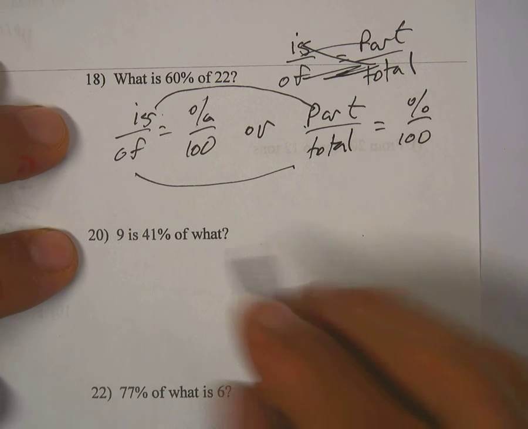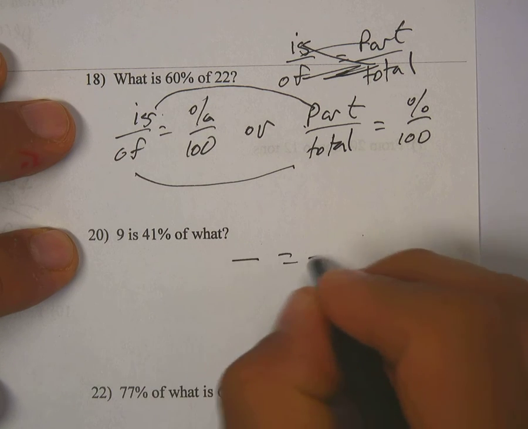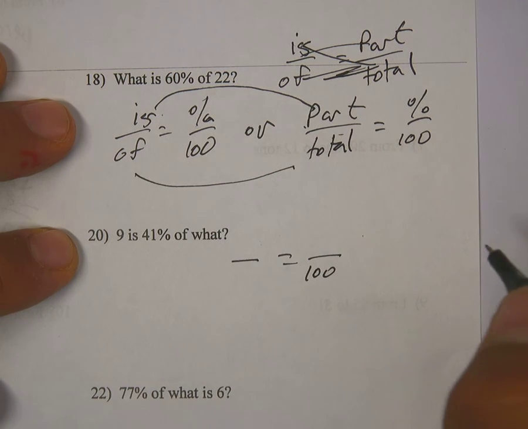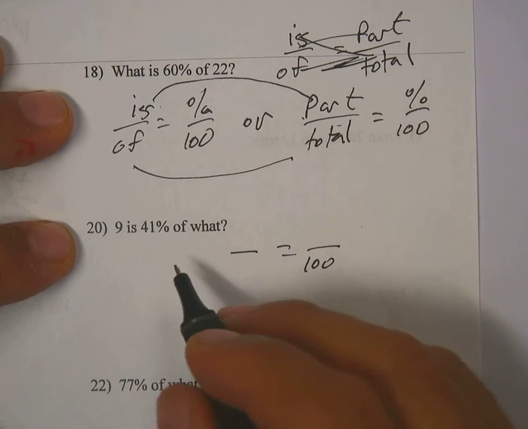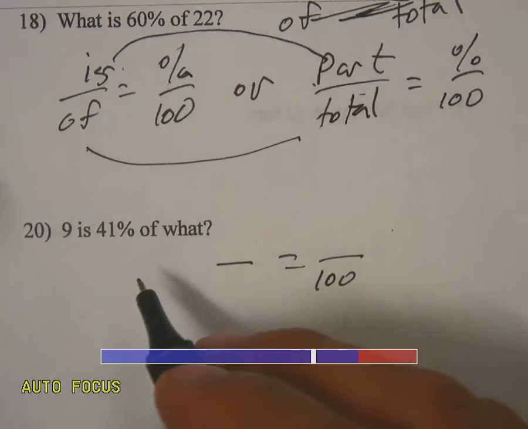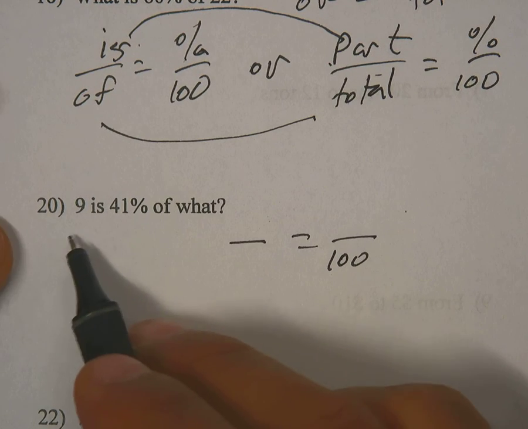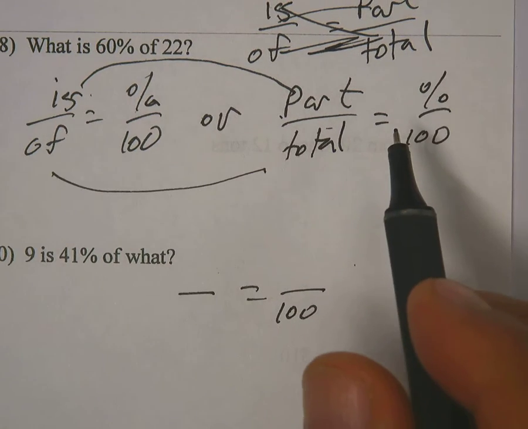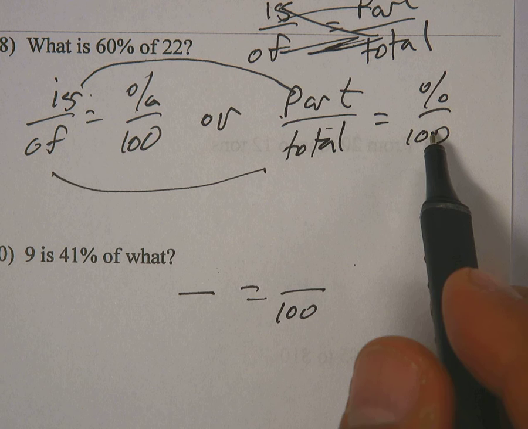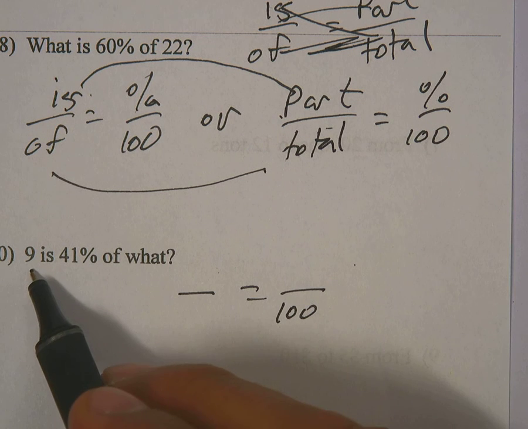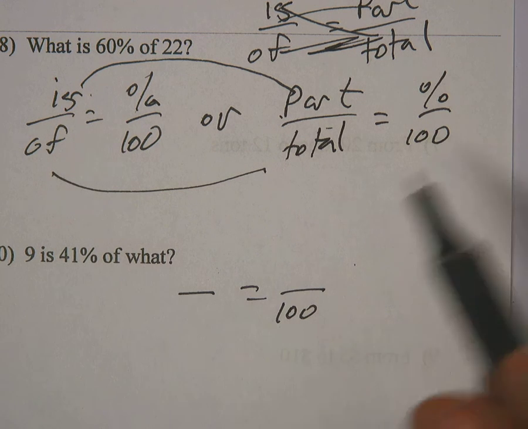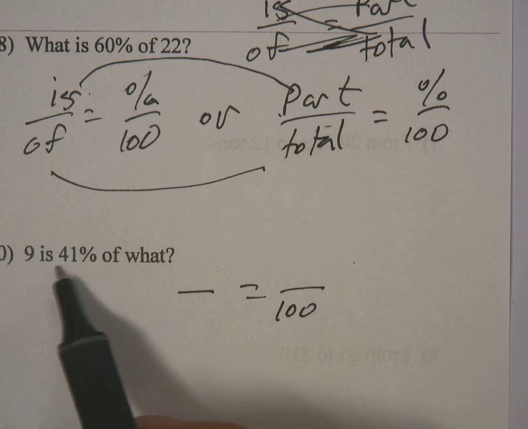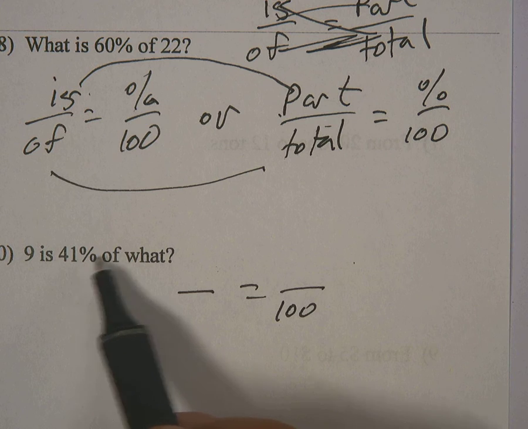So number 19. First, I write the percent proportion, which is what this is, and I put the 100 there. Oh no, sorry. It says 9 is 41% of what? Well, look at your percent proportion. The percent is on top of the 100. Now I know it says there 9 is 41%, but remember, all percents go on top of the 100, no matter if the word is or of is next to it. As long as there's a percent sign, that goes on top of the 100.